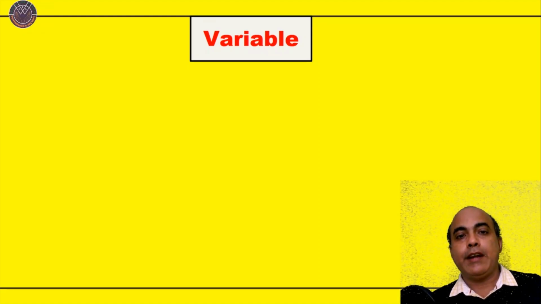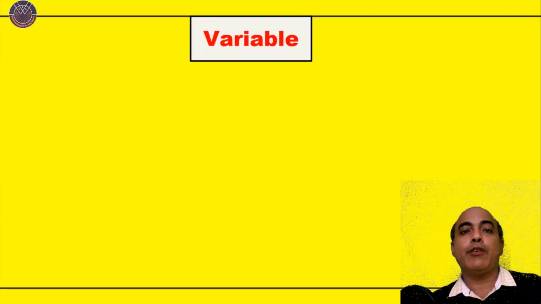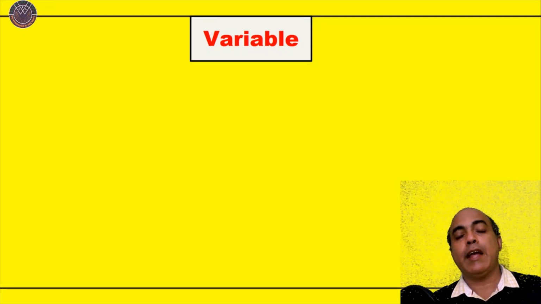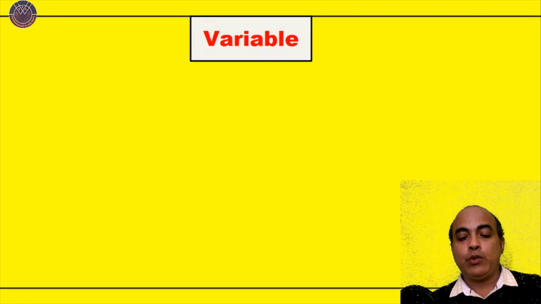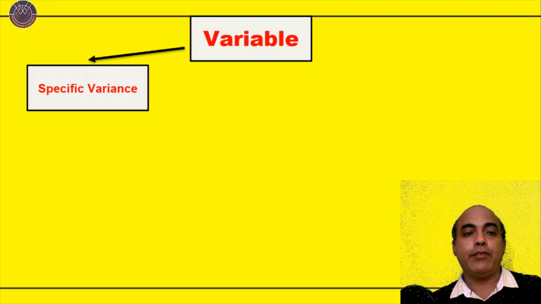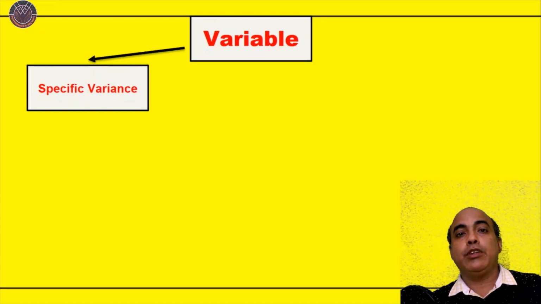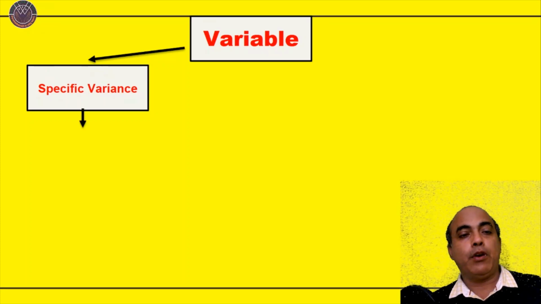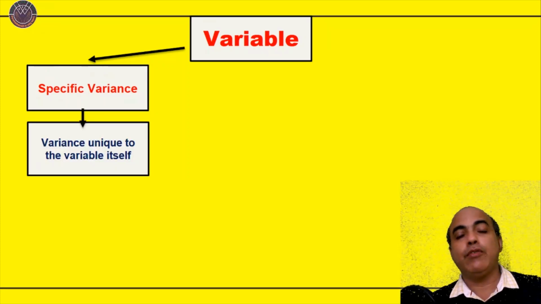Let us try to understand. Whenever we are going to do factor analysis on a set of variables, we basically try to identify the variance, and whether it is shared variance. Let us see this particular variable. In a particular variable there is certain variance which is specific to that variable, or we can say it is unique to the variable itself. It is not shared with other variables. So it is the unique variance which is specific to that variable.